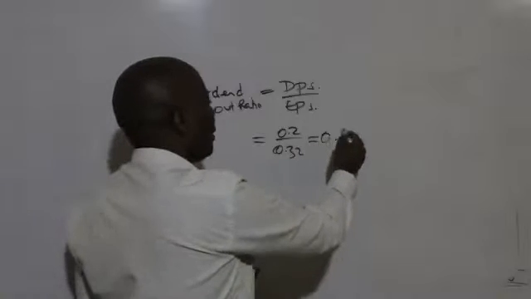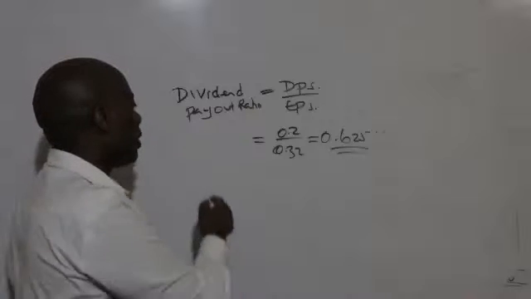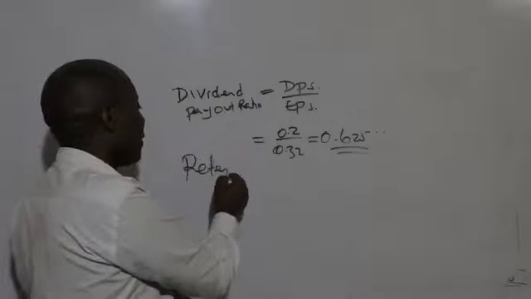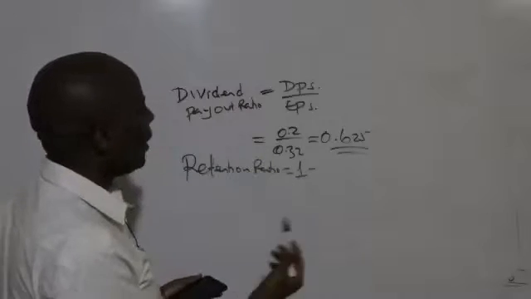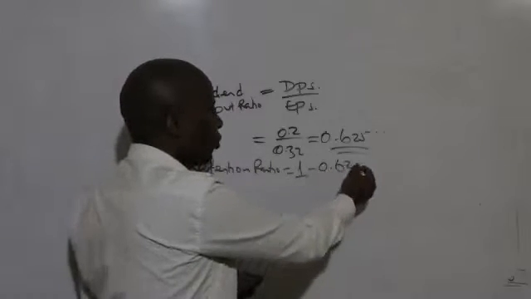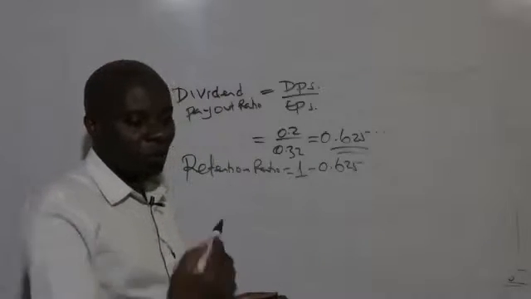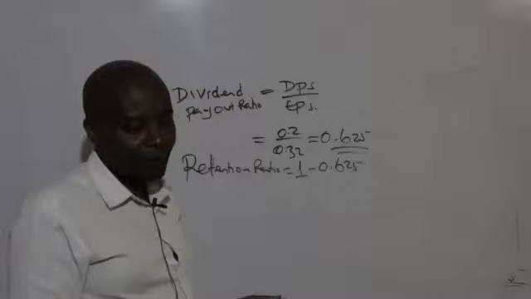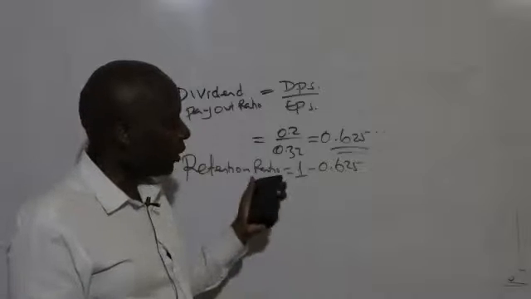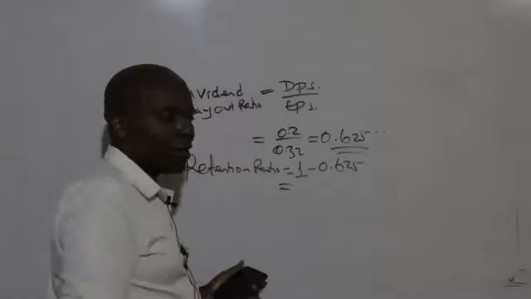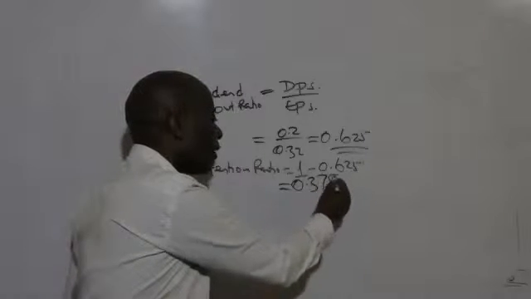0.625. Now, the moment I have 0.625 as the dividend payout ratio, I'll be able to know the retention ratio. The retention ratio will be equal to 1 minus the dividend payout ratio, which is 0.625. What we are able to retain will be, of course, 1 minus what we pay. So could you kindly give me the retention ratio here, which will be 1 minus 0.625? Please give us an answer. 0.375. Thank you very much.